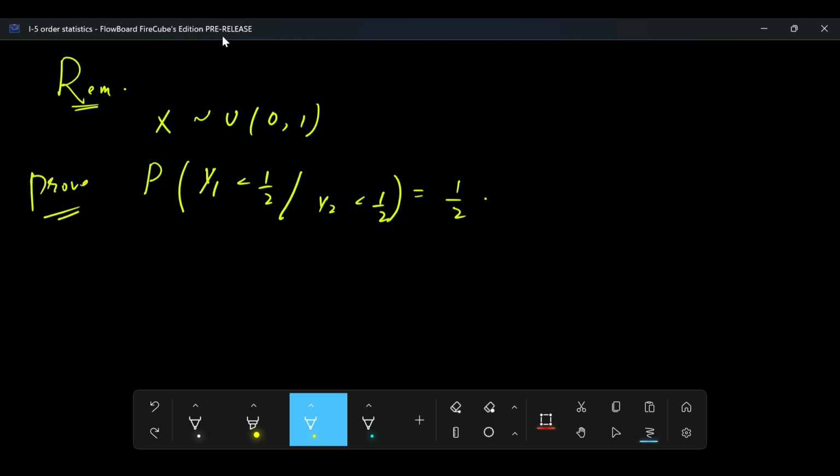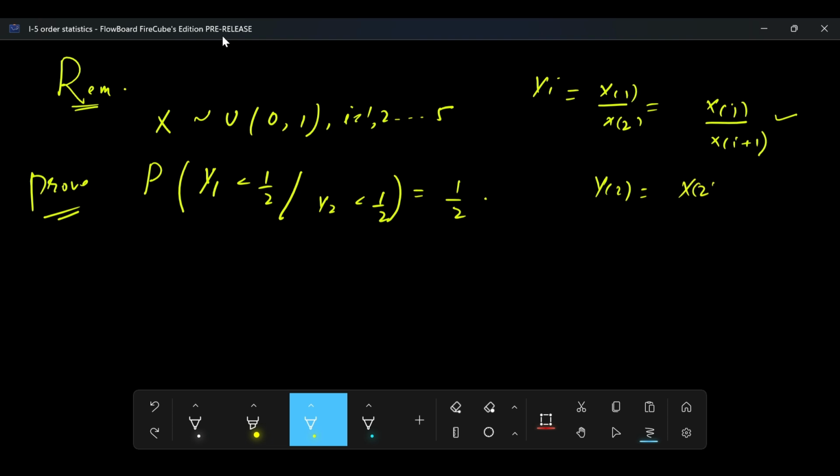So x follows uniform 0 comma 1. Then for i equal to 1, 2 up to 5, y1 is equal to x1 upon x2, that is simply xi upon x(i plus 1). This is the property. So y1 is equal to x1 upon x2, and y2 will be equal to x2 upon x3. So this is a transformation simply.